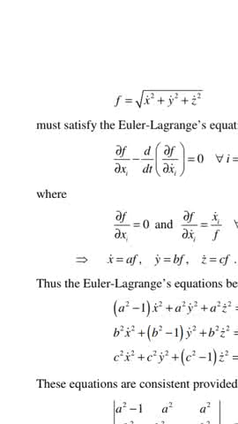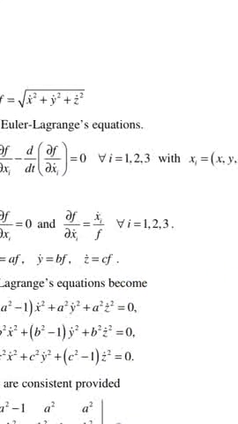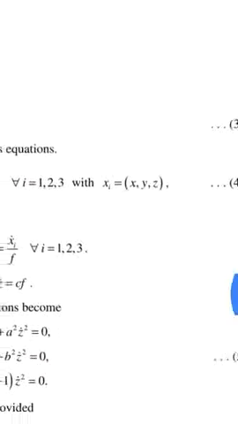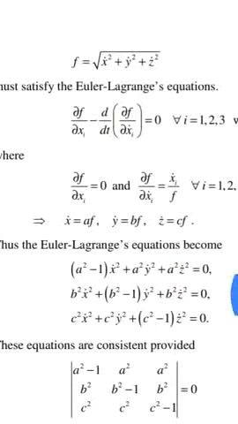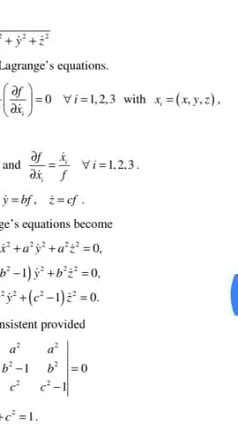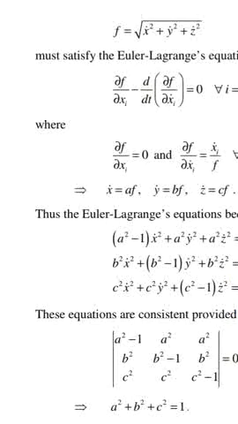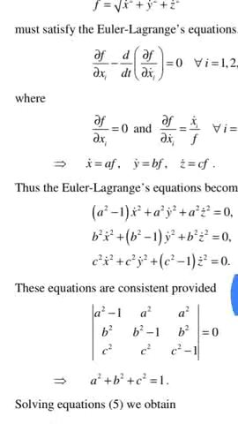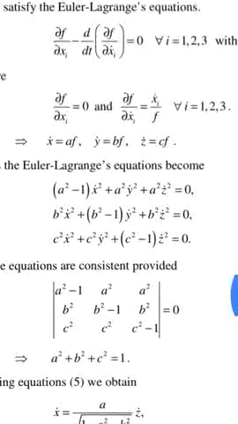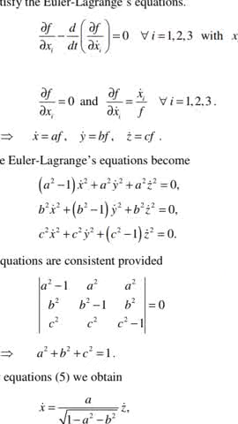Therefore, del f by del xi minus d by dt of del f by del xi dot is equal to 0 for all i equal to 1, 2, 3, where xi is x, y, z. Here del f by del xi is equal to 0 and del f by del xi dot is equal to xi dot divided by f, for i equal to 1, 2, 3. Therefore, x dot is equal to af, y dot is equal to bf, and z dot is equal to cf.